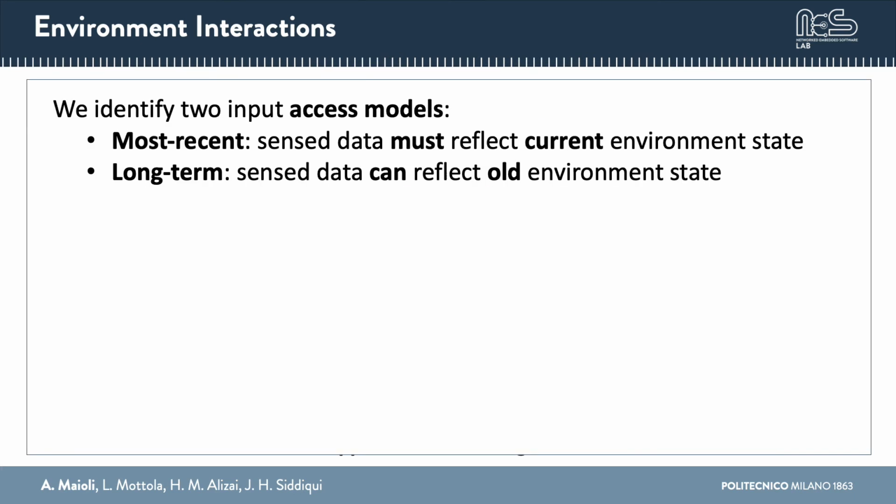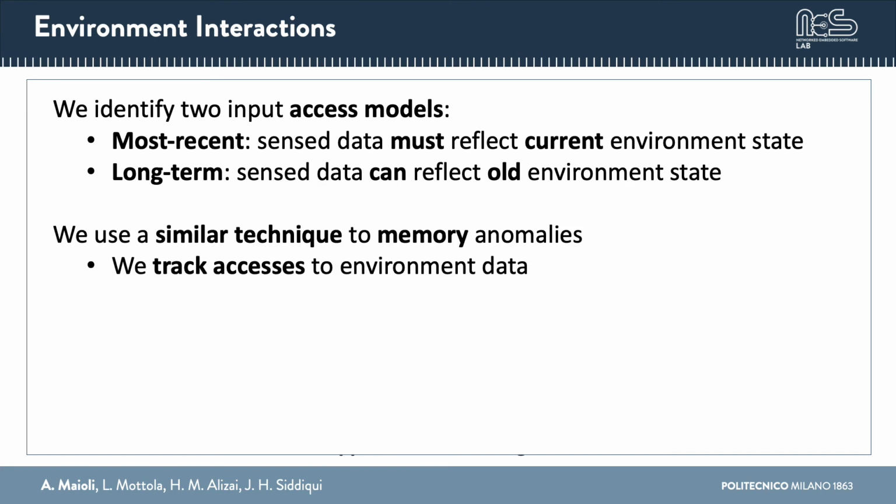To establish a correct behavior, we identify two input access models. A most recent access model, which indicates that we want to use the data that reflects only the current environment state, and a long-term access model, which indicates that we can use also the data that represents an old environment state. Then, to analyze access models, we proceed in a similar way to what we do for locating memory anomalies, and we provide the details of this analysis technique in the paper.